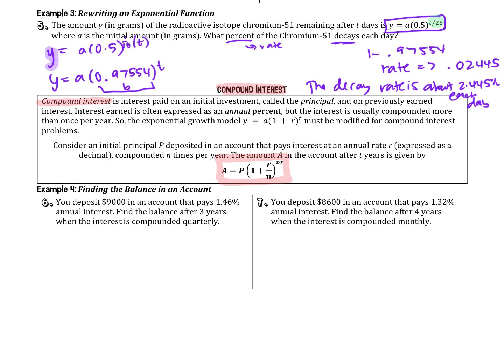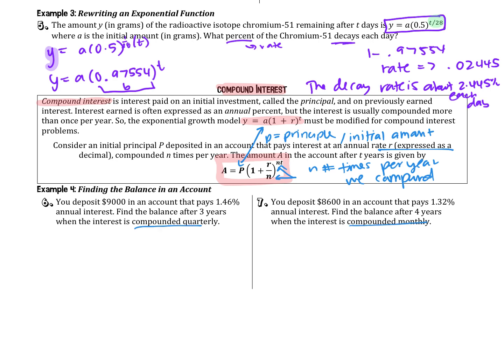You should notice that formula only looks slightly different than this one, and the big difference is that we have this n. So P is really the exact same thing as little a was before. P is the principal or the initial amount. R is still the rate as a decimal. N is the number of times per year that we are compounding the money. You'll know you're doing a compound interest problem if the word literally says something about compounding your interest.